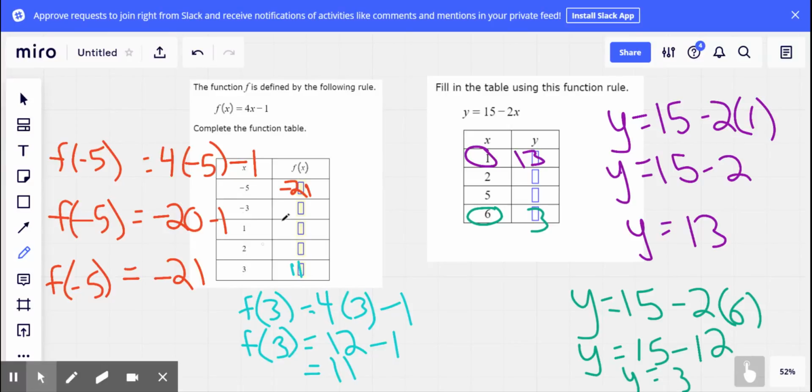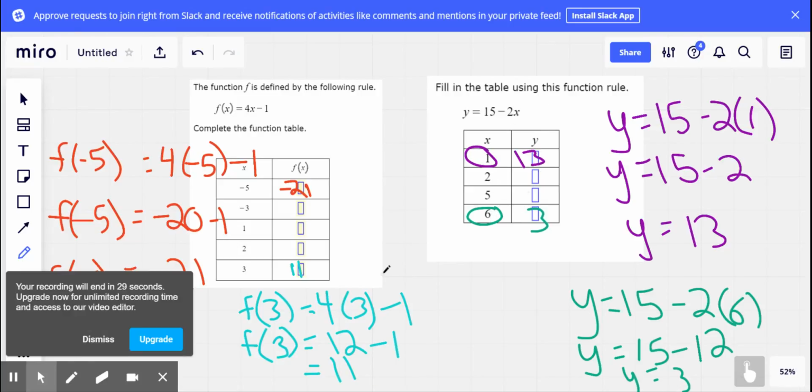These x values are your input values. So I plug negative 5 in for x, negative 3 in for x, 1, 2, and 3 all in for x. I do the calculations to get my output value. I plug 1, 2, 5, and 6 in for x. I do the calculations to figure out what the value of y is. Just working with inputs and outputs depending on what the function is.